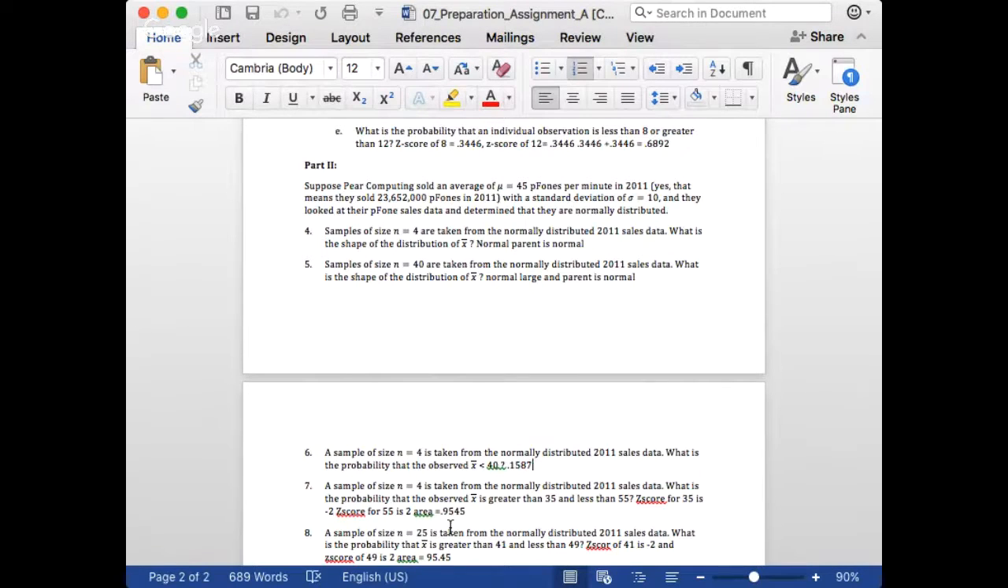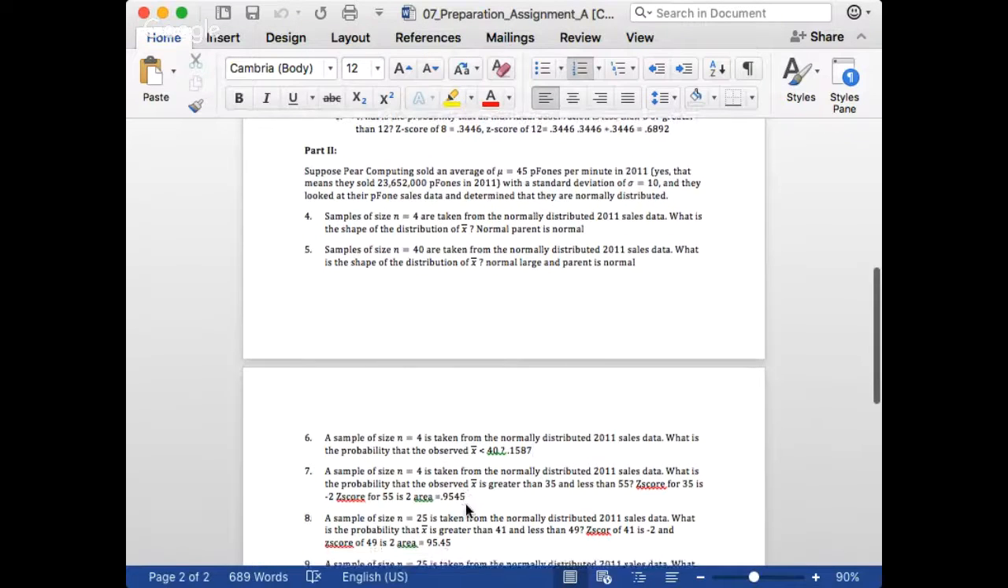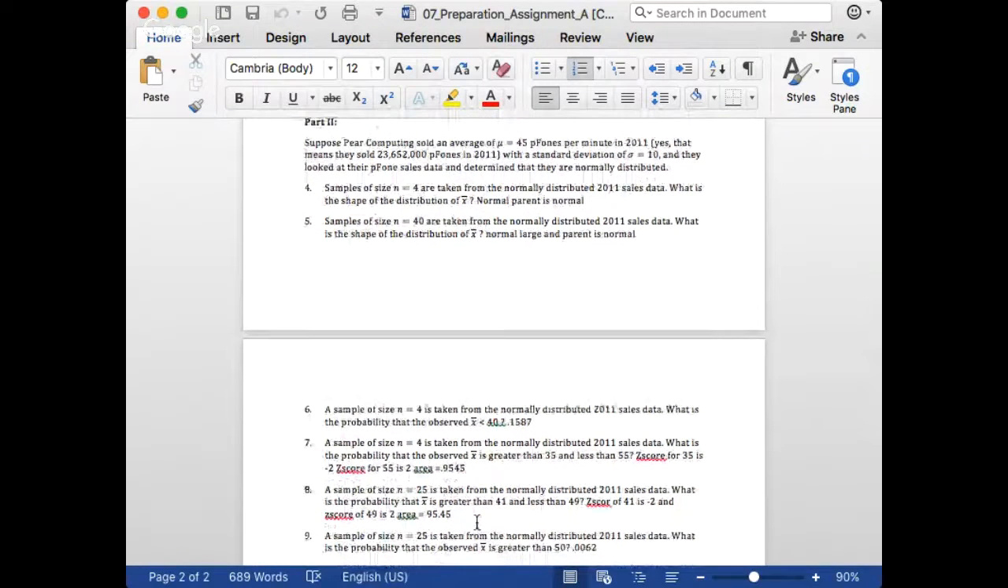All right. That all makes sense. We're good on that question? Yep. Okay. Camden, you want to read the next one? Are we on 9? 8, I believe. Yep. The sample size of n equals 25 is taken from the normally distributed 2011 sales data. What is the probability that X bar is greater than 41 and less than 49? I did not do this one.